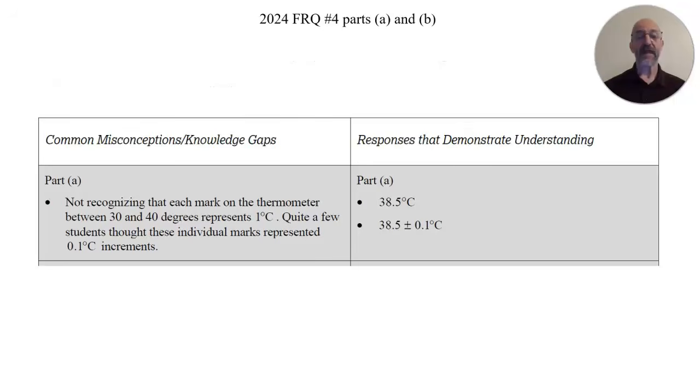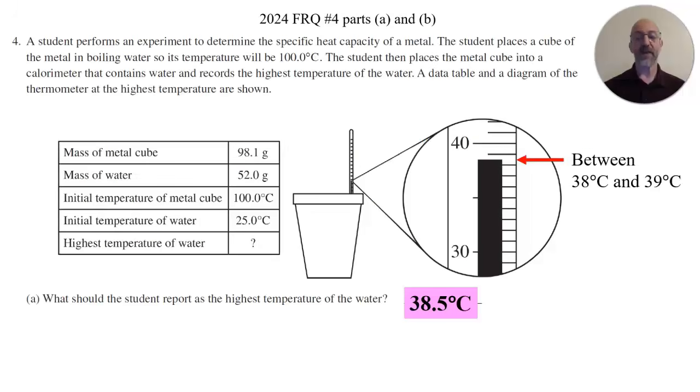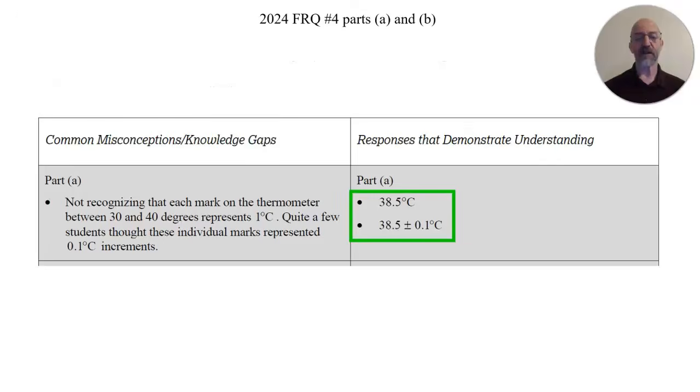Now, looking at the information on this slide, we can see that the correct answer would be approximately 38.5 plus or minus 0.1 degrees Celsius, but the mistake that students made was not recognizing that each mark on the thermometer between 30 and 40 degrees represents 1 degree Celsius. So some students, when they looked at this scale, thought that each line was worth 0.1, so they might have read the temperature incorrectly as 30.85 instead of 38.5. So that was a mistake, that they didn't quite read the thermometer correctly.